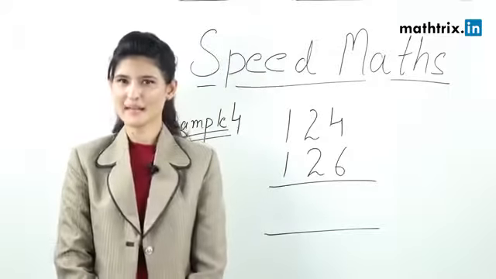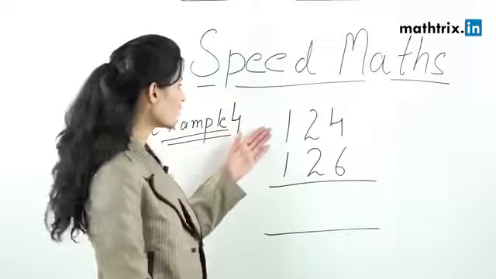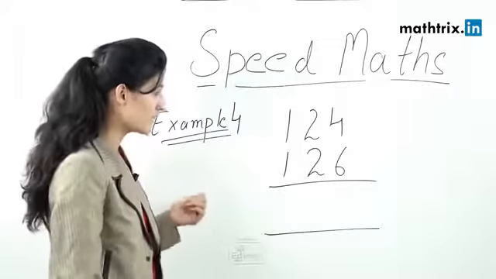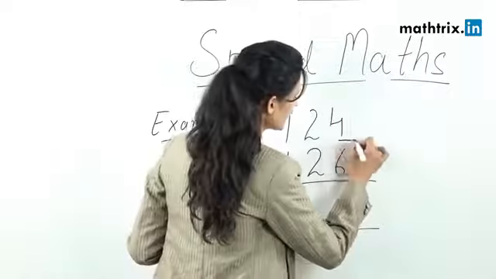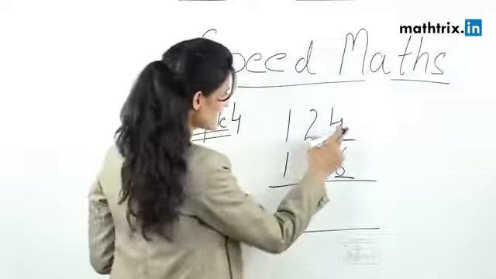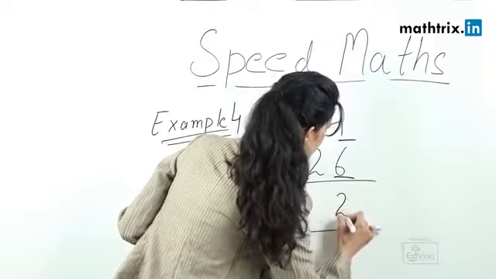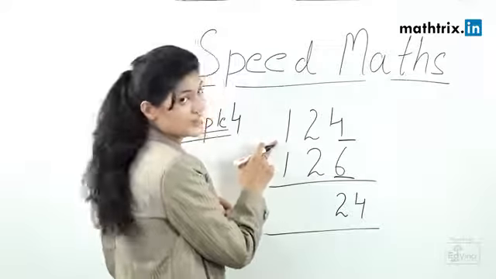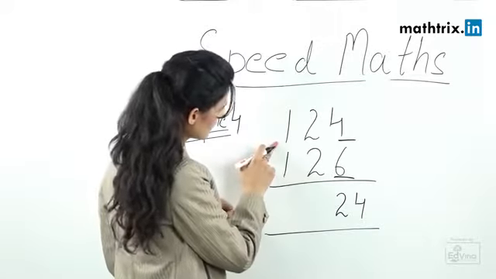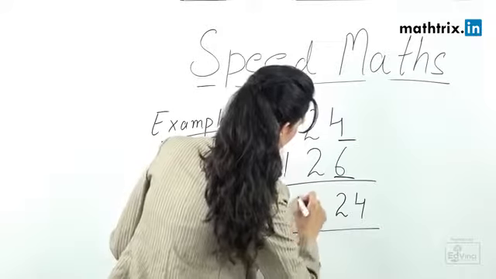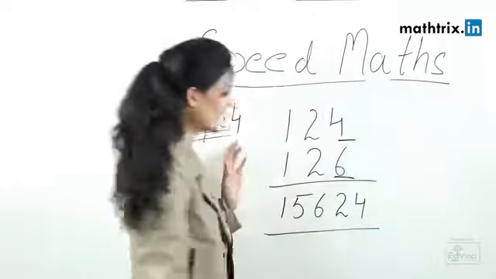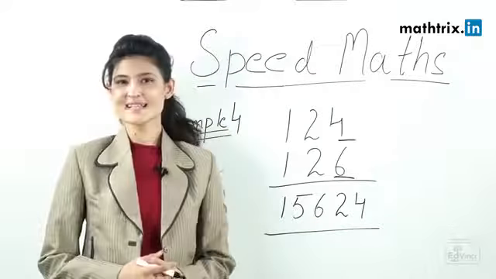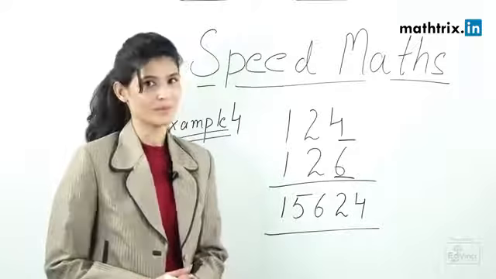So now let's take example number 4, where we are multiplying 124 into 126. So when we multiply this, again step number 1 is to multiply the last digits, which is 4 into 6, it gives you 24. And then the remaining number, which is 12, into the next integer, which is 13. So 12 13s are 156. And that's our answer, which is 15624. So this is how we do multiplication of partially complementary numbers.